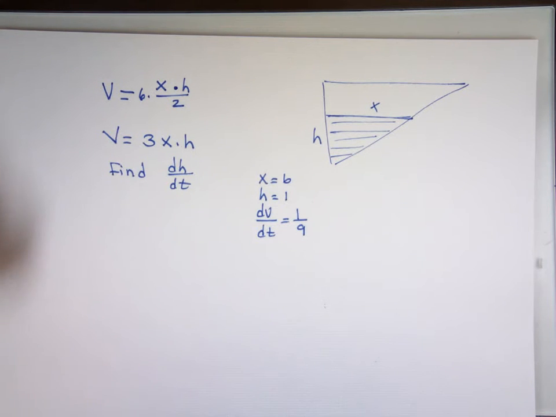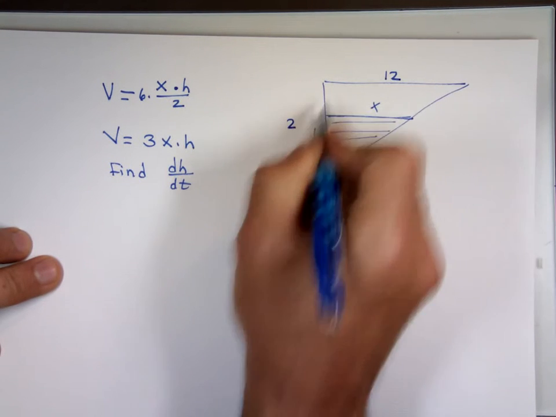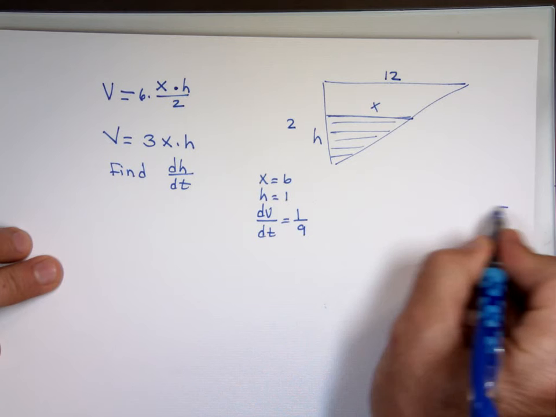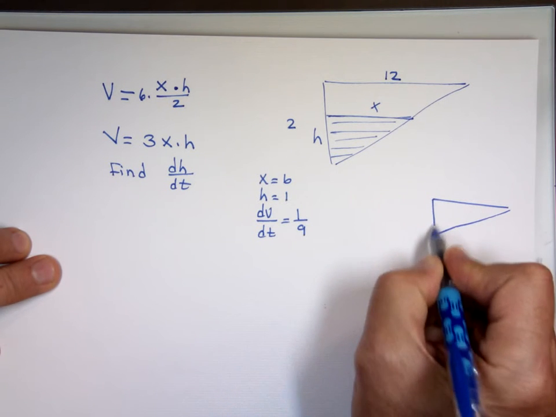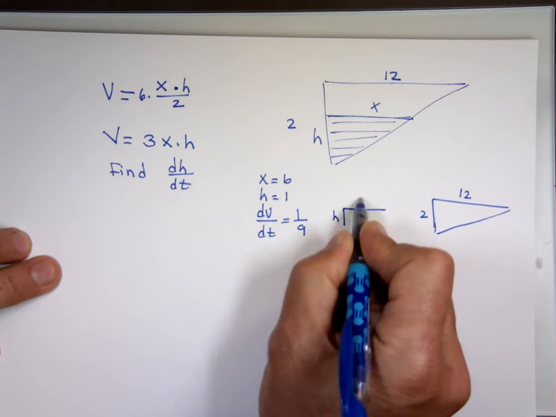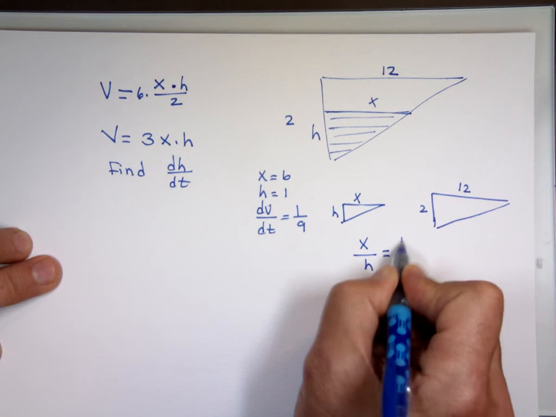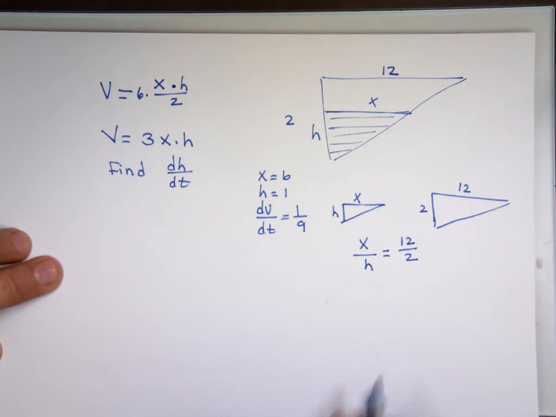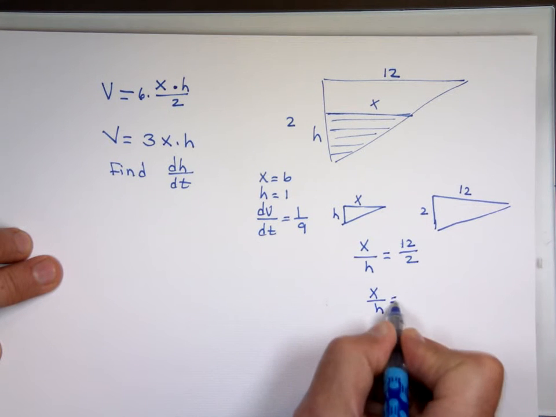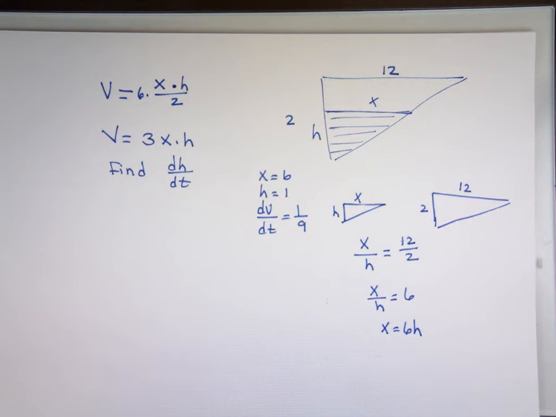Can I rewrite x in terms of h? The answer is yes. Again, going back to similar triangles. This is 12. This is 2 for the big triangle. So we do a similar triangle. The ratio of x to h is the same as 12 to 2. x to h equals what? 6. x equals 6 times h. 6 times the height.